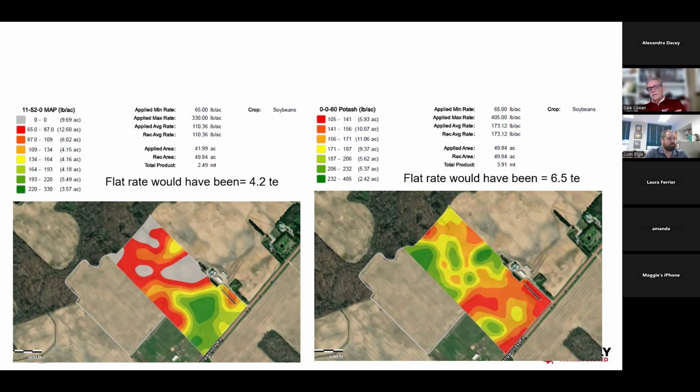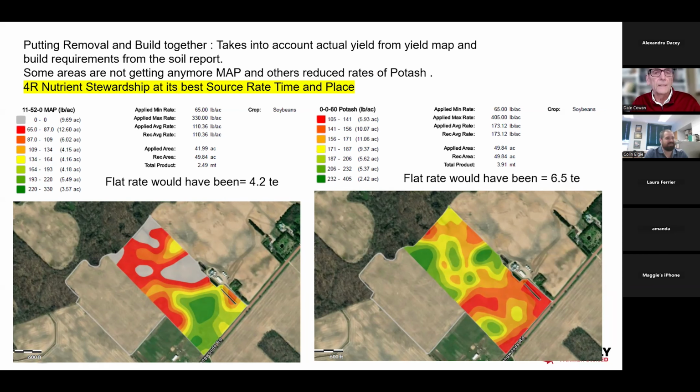And we could even question in the potash map on the right-hand side, that whole red area could probably be a zero application as well, because we're at 198. But I've been doing this for 47 years. I've never had a farmer thank me for lowering his soil test once. So we'll carry it on from there. This puts together the yield map, the soil sample maps, and a build-maintain program, and this practices the very essence of 4R stewardship: source, rate, time, and place.